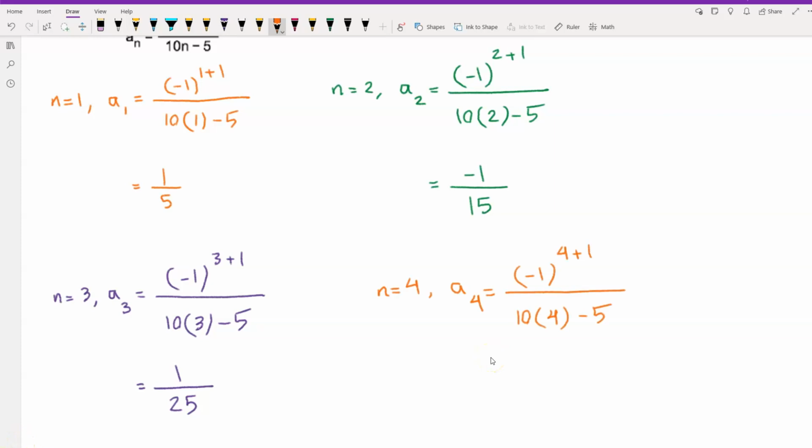And finally, finding a_4, that is equal to (-1)^(4+1) divided by 10 times 4 minus 5. We have (-1) to the power 5, so this is -1. The denominator is 10 times 4, which is 40, minus 5, which gives 35.